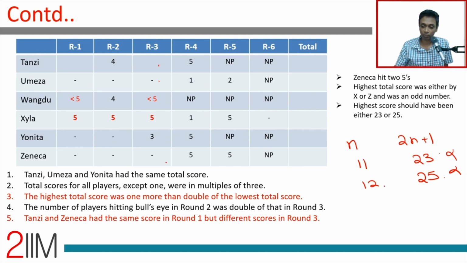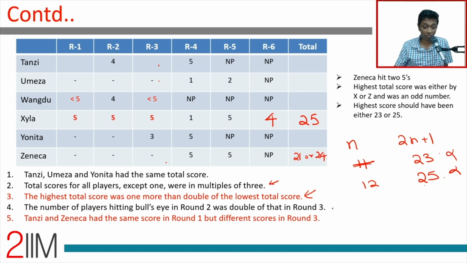That means it cannot be 11, so the highest is 25, which is Xyla. This should be 25. That means this is 4. Zeneca has got 4 5s, has got 20 definitely. Should be 21 or 24. That's her total. Right? Brilliant. We've got the total score for Xyla. We need to find the other constraints. So we've accommodated this in some form. We still use it, I think. Highest score, this we have accounted for.